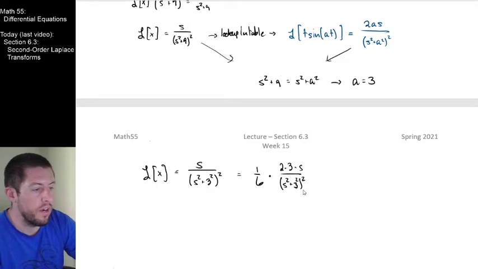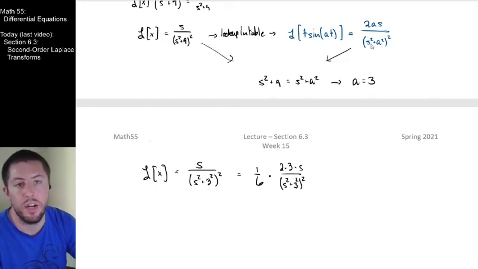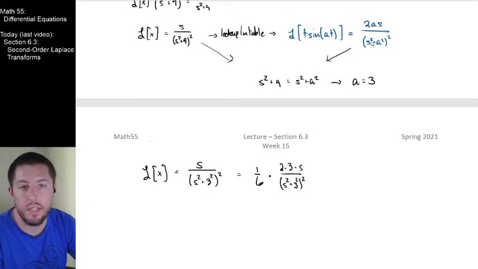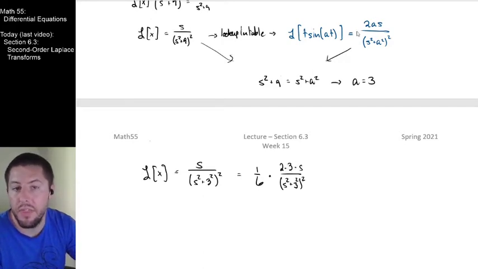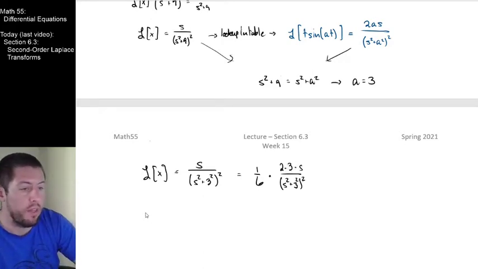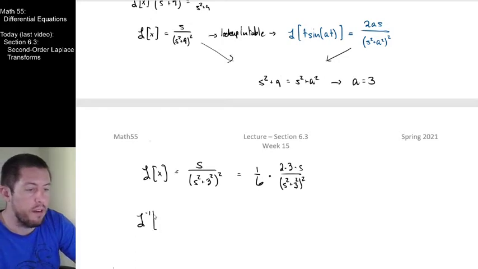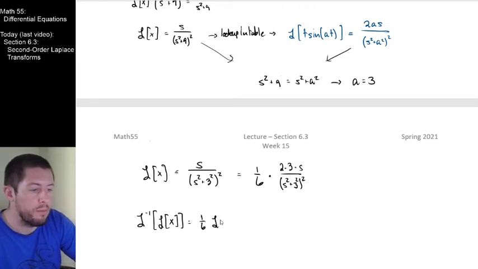And so now you should agree that this is exactly the general structure of this: 2 times a times s over s squared plus a squared squared. It's exactly this. I had to get that 1/6 out front because I need a 6 up in the numerator to agree with this general format. And so therefore, we should just be looking to take the inverse Laplace. The Laplace of x should be equal to 1/6 the inverse Laplace of 6s over s squared plus 3 squared squared.